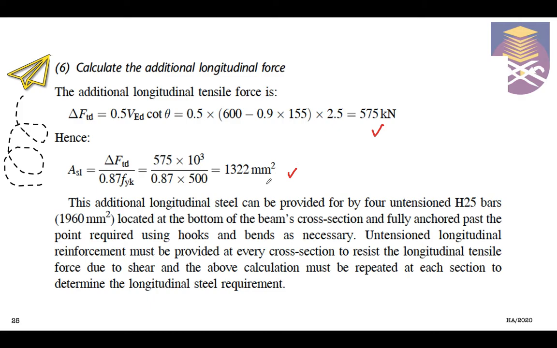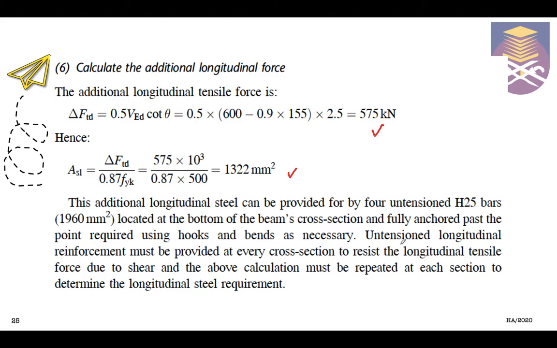We get 1322. This additional longitudinal steel can be provided by 4 untensioned H25 bars, with an area of 1960, located at the bottom of the beam's cross section, fully anchored past the point required using hooks and bends as necessary.